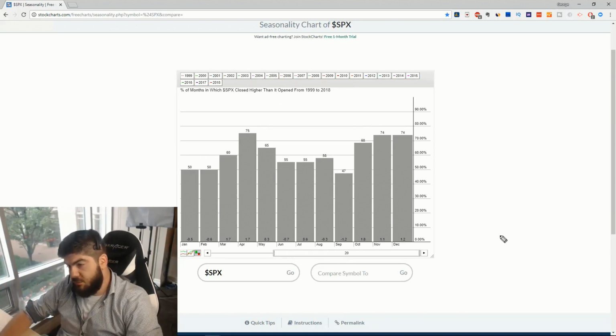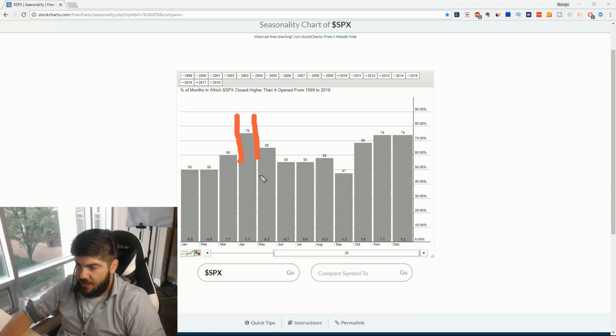So for the past 20 years, you could see that the S&P 500 performs most favorably in the months of April, November, and December. But the strongest month is April, at 75% of the time closing higher than its opening price. Another thing that you could do with this chart is that at the bottom you could change the type of chart you're looking at.